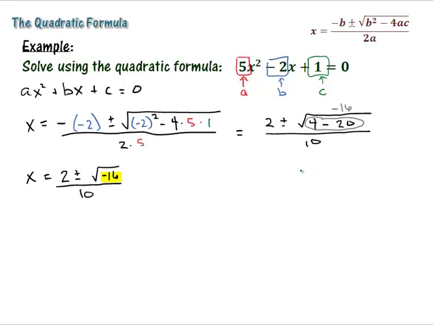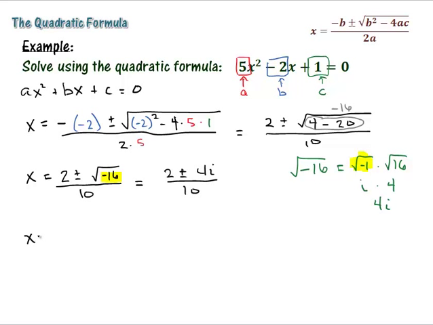What we do is we take the square root of -16, and if you remember, we're going to rewrite it as the square root of -1 times 16. Now the square root of -1 is just i, and the square root of 16 is 4. So this just makes 4i. So that's what I'm going to write over here now. I'm going to write this as 2 plus or minus 4i over 10.